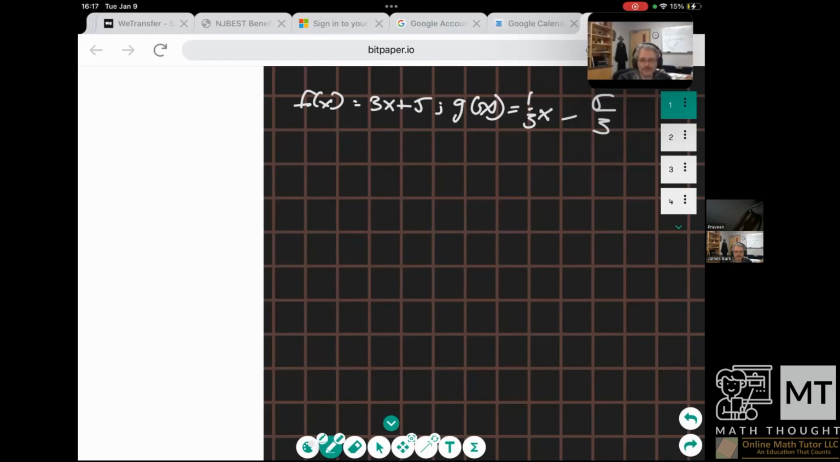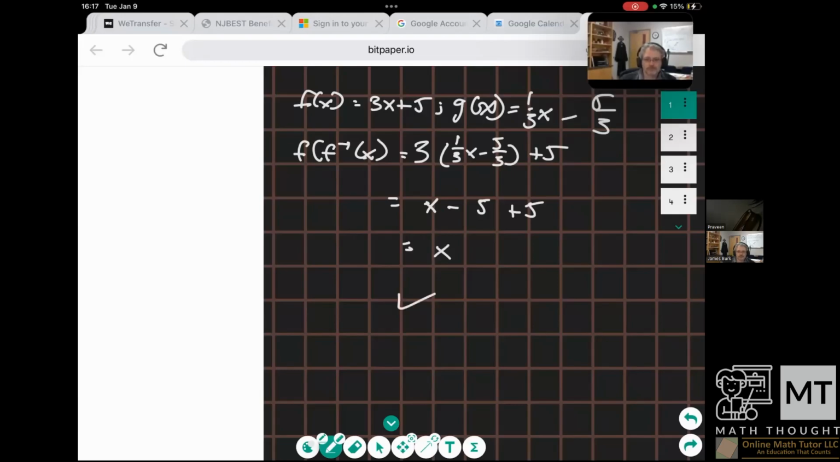Gotcha. Okay, so you would do f of f inverse of x, which is 3 times a third of x minus 5/3 plus 5 equals, that would be distributive, right? Good. Yeah, so x minus 5 plus 5, so equals x. So that works.